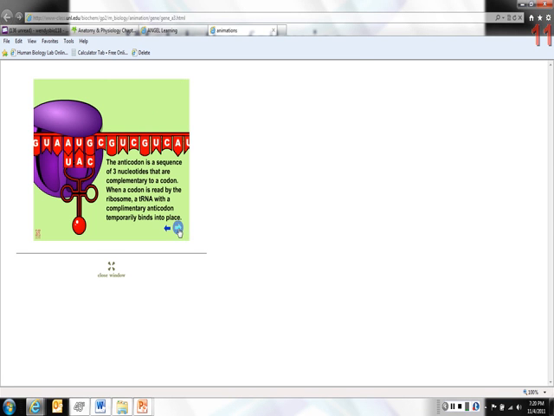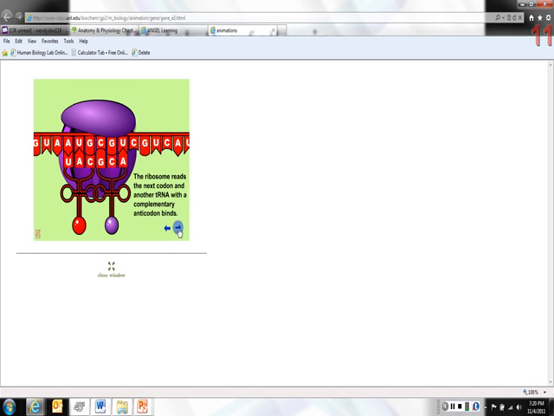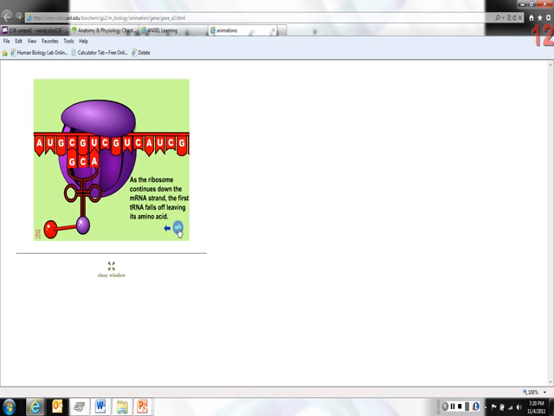The anticodon is a sequence of 3 nucleotides that are complementary to a codon. When a codon is read by the ribosome, a tRNA with a complementary anticodon temporarily binds into place. The ribosome reads the next codon, and another tRNA with a complementary anticodon binds. The ribosome promotes a chemical reaction to occur that joins the 2 amino acids together with a peptide bond. As the ribosome continues down the mRNA strand, the first tRNA falls off, leaving its amino acid.